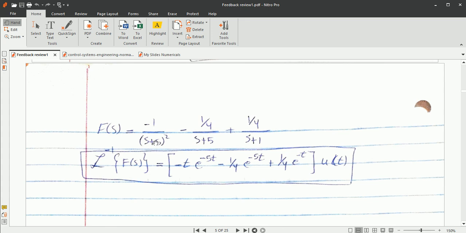Yes, inverse Laplace. It's squared. It's basically 1 over s square, but you have shifted the frequency. So here e raised to minus 5t. But it's 1 over s square. Therefore, it's t into e raised to minus 5t.